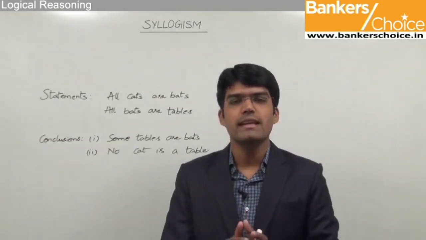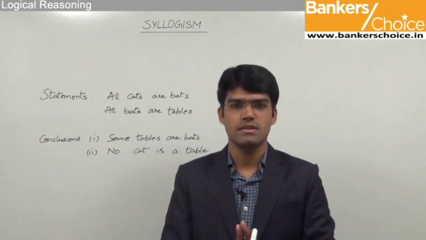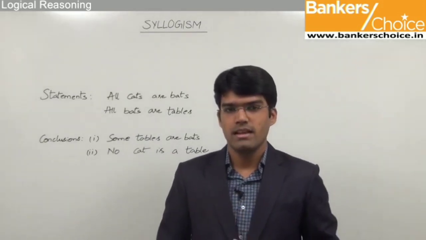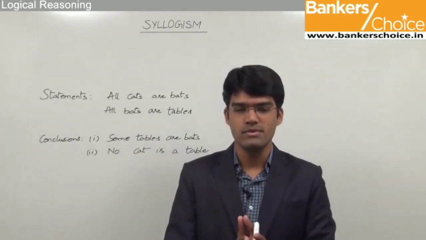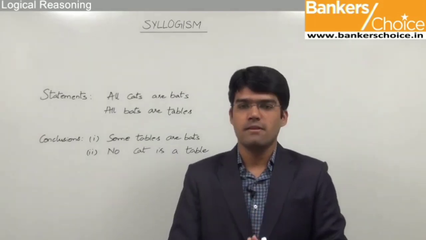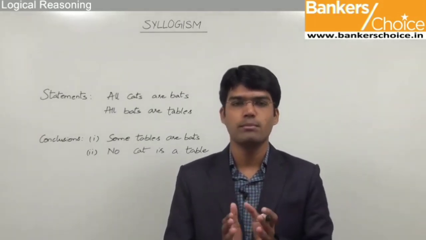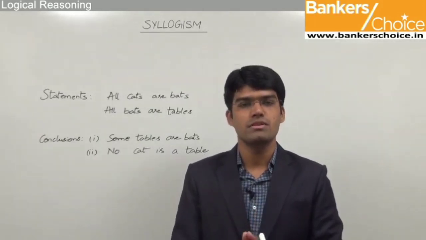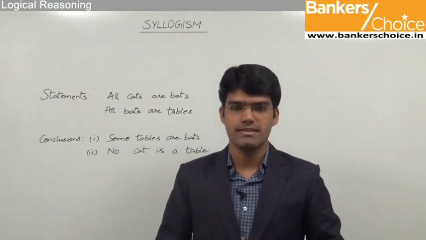So we can say that syllogisms is nothing but a logical argument where we are supposed to check whether the given conclusions follow the given statements or not. Let us now take an example to understand how a question from syllogism looks like. As I've already mentioned, in syllogisms, a set of statements and a set of conclusions is given to us, and we are supposed to decide which of the conclusions are true with respect to the given statements.